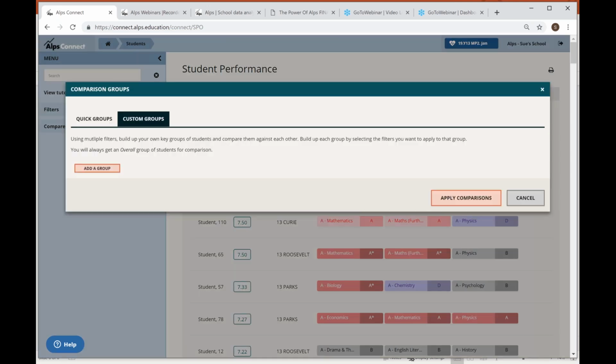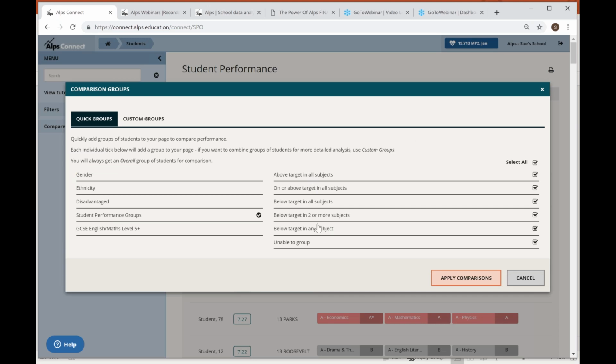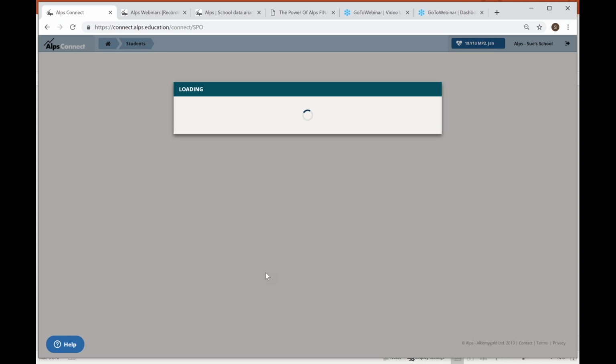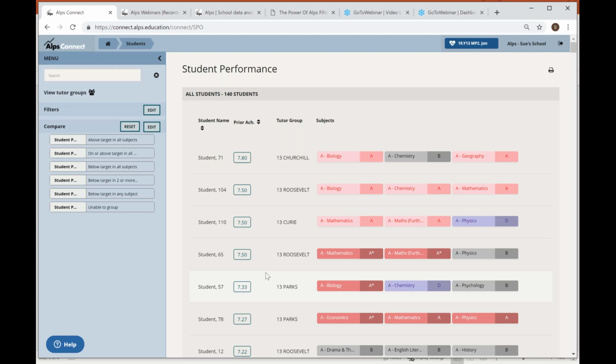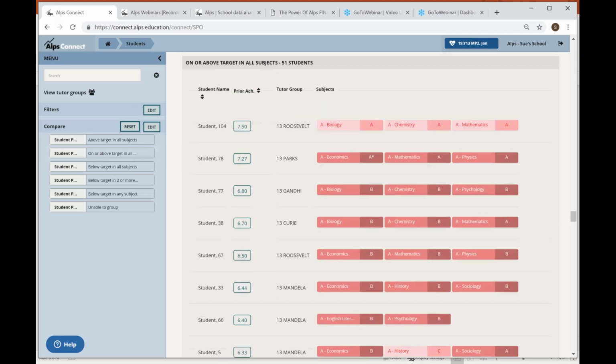I can put comparisons as usual onto those, but what I can do this time in this area is put student performance groups on. So I can filter by these various groups. So let me apply that. So this is a monitoring point. So above target in all subjects, I've got 17 students. Hooray, well done, keep going. Postcards home or whatever. On or above, yep, happy with you, you're doing grand, keep going.